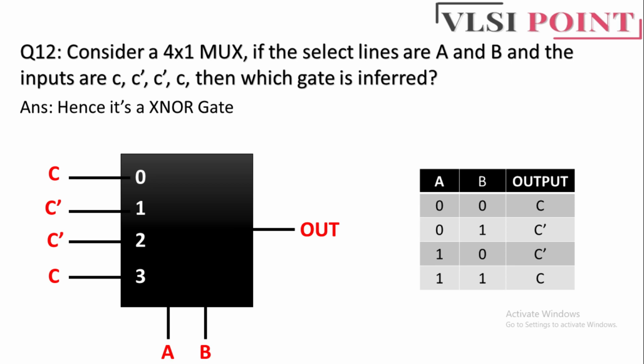According to this table, you can see when these two values A and B are the same, we are getting C. When these two are different, we are getting C bar. If we consider C equals 1, then it will implement an XNOR gate. Why XNOR gate? Because in case of 0 0, output is 1. In case of 1 1, output is 1. In case of 0 1 and 1 0, output is 0. So it will implement an XNOR gate. But in this question, it will implement other gates too. So in the comment section, let me know what gate you are getting.